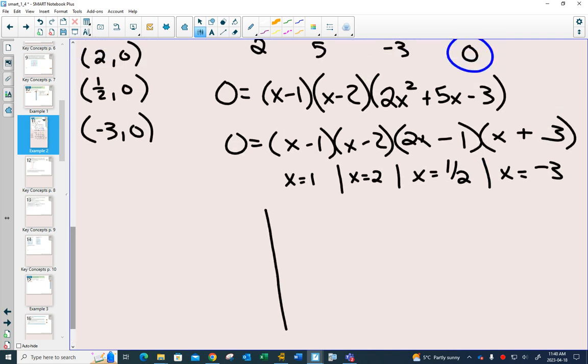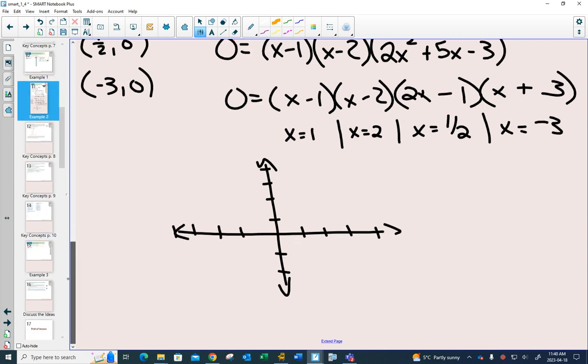So now when we go to graph this, we found all of our x-intercepts. Yes, it is a little bit long to find the x-intercepts, right? We had to use synthetic division and factor it completely. But now that we've got all of our x and y intercepts, I'm going to have to go down even further here. Y-intercept at negative 6. X-intercept at negative 3, 1/2, 1, and 2.